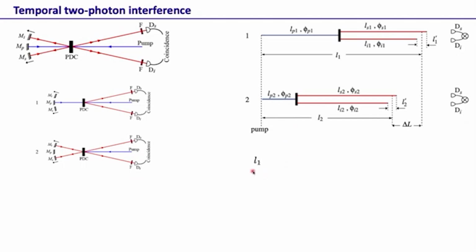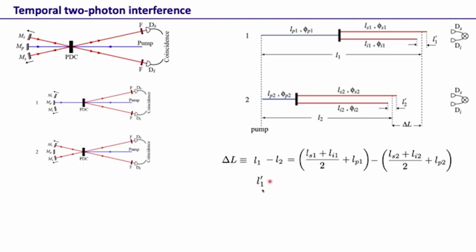So first of all, we define L1. This L1 we define as LP1 plus (LS1 plus Li1) divided by 2. So this is the length traveled by the pump photon and the average length traveled by the signal and idler photons. That's L1. Similarly, let's define L2, which is the length traveled by the pump plus the average length traveled by the signal and idler photons in alternative 2. And their difference we'll call delta L. This is also called the two photon path length difference.